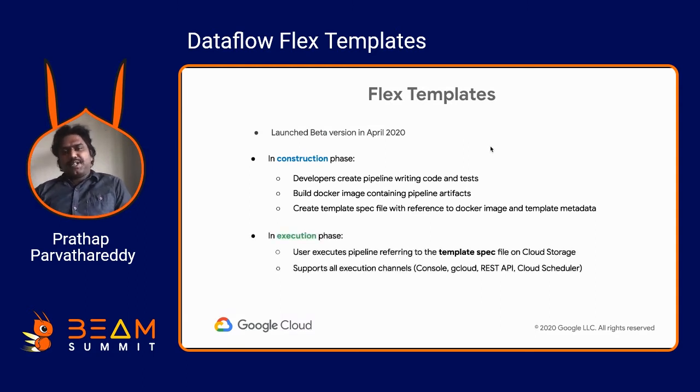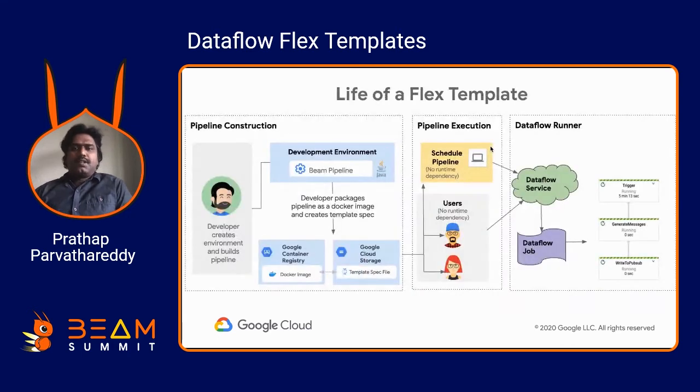Now, in the execution phase, the user executes the pipeline just referring to this template spec file, which is stored on the Google Cloud Storage. So all the traditional channels that users had with respect to traditional templates are available even in the Flex template. They can use console, gcloud, REST API, all these channels in order to execute the template. If you notice this, on the right-hand side, pipeline execution and Dataflow runner, those two parts remain the same as we have seen in the traditional templates.